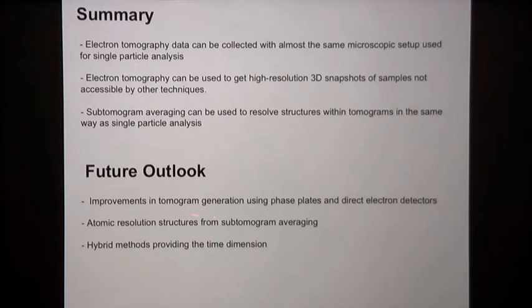So let me end with the future outlook, which is quite bright for electron tomography, I think. I think there are going to be many improvements in hardware and the microscope, which are going to lead to improved tomograms, which will allow us to see high resolution features in our data. Hopefully, sometime in the near future, there will be atomic resolution structures available from subtomogram averaging, and this would provide high resolution snapshots of macromolecules in the physiological context.